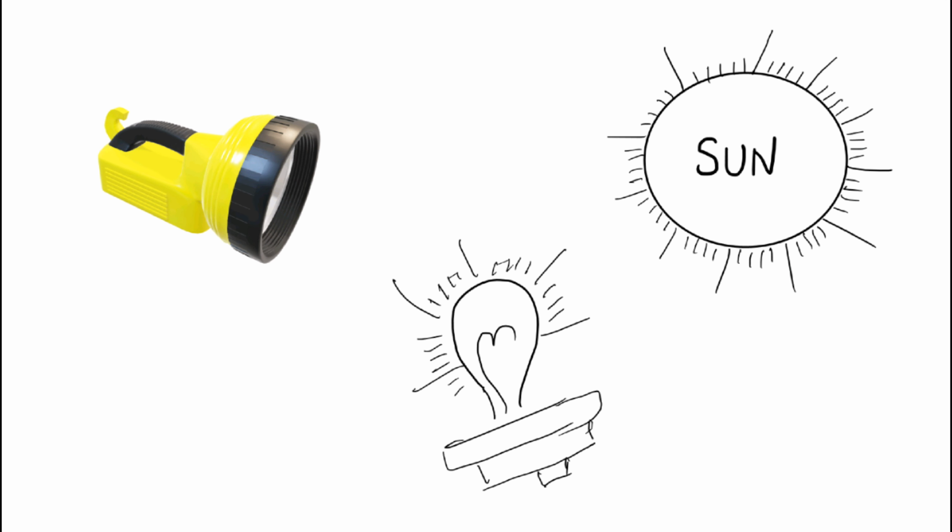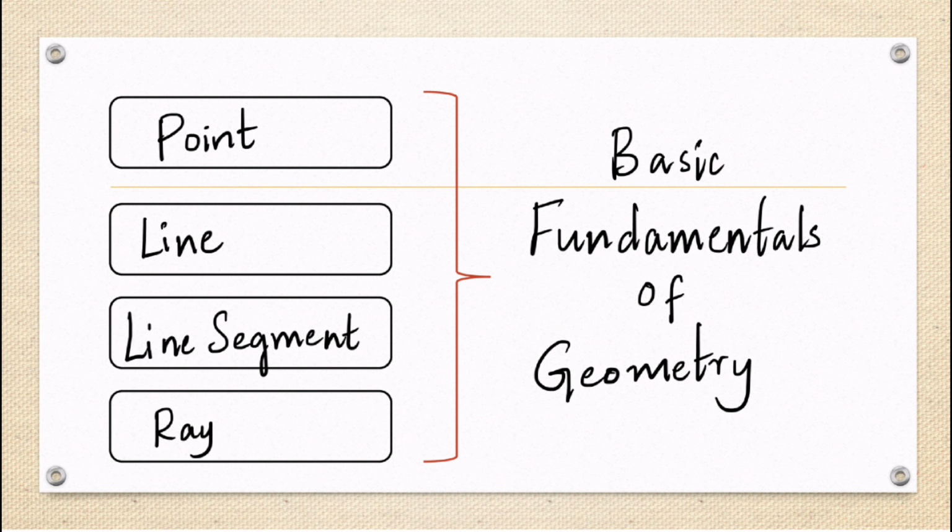Can you think of some real life examples for a ray? Yes, of course. Torchlight, sun rays coming from the sun, the light rays that are emitted from a bulb, all these are examples of a ray. Point, line, ray, line segment, all these are the basic fundamentals of geometry. With the help of points, lines, line segments and rays, angles and shapes are formed.